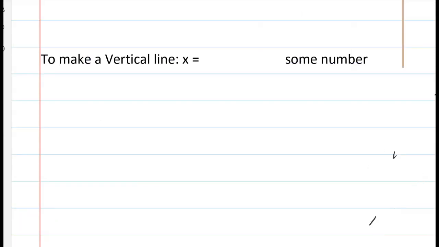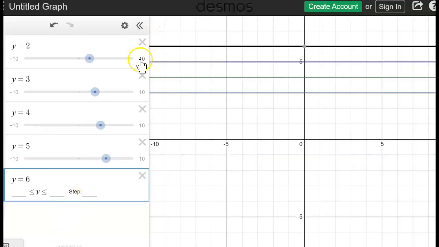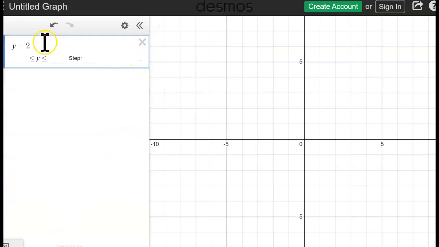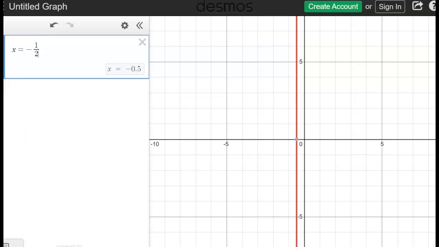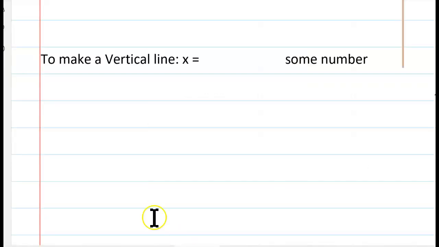Okay, now we're going to look at a vertical line. A vertical line is going to look a little bit different, so we're going to get rid of these and change it. x equals 1, x equals 2, 3, 4, 5, x equals 6, x equals negative 7, x equals negative 1/2. Try that. What do you think it's going to look like? Negative 1/2. So in your own words, how does the number here change that vertical line?